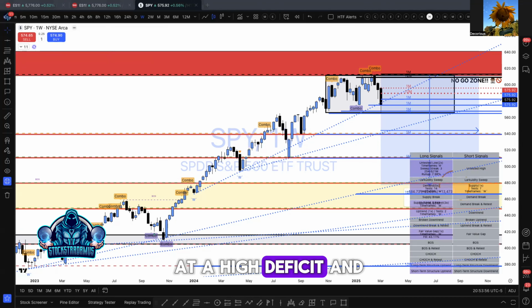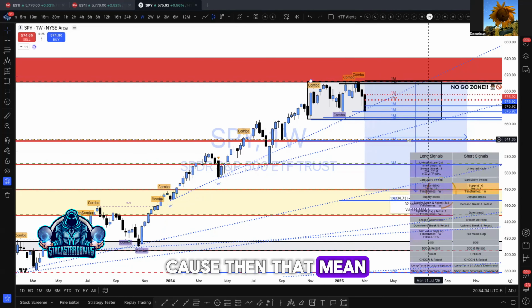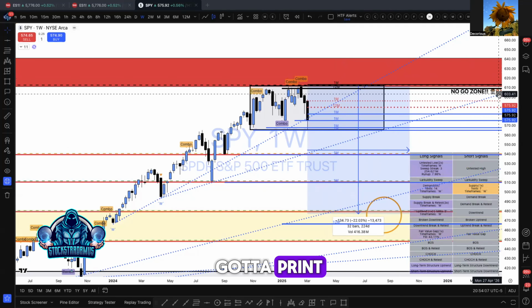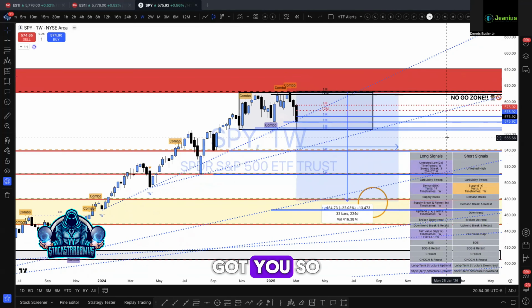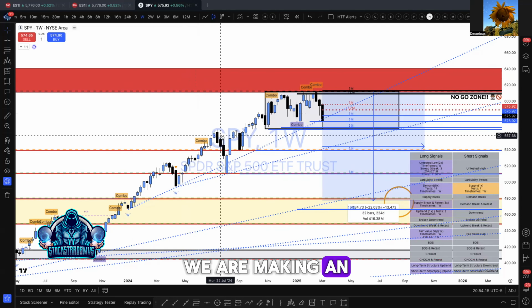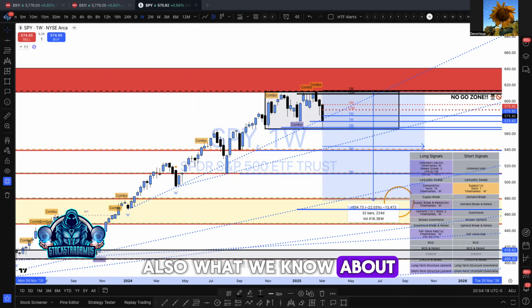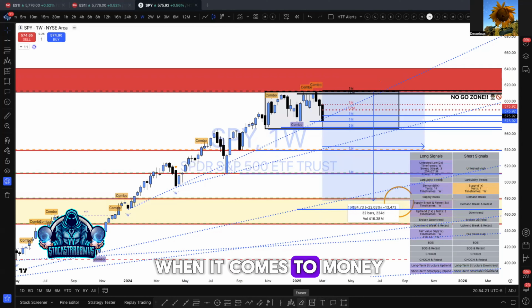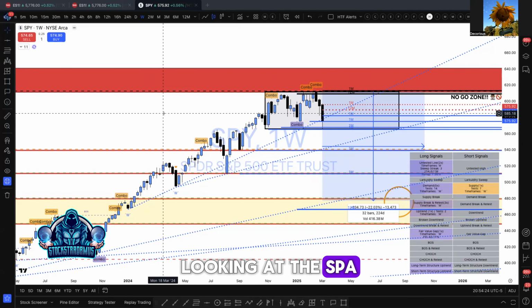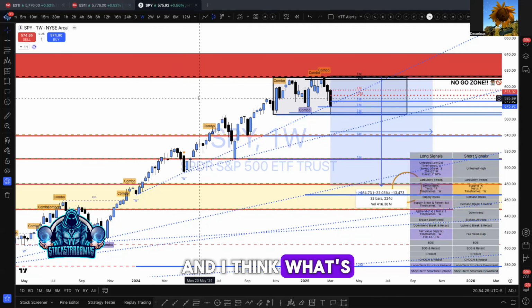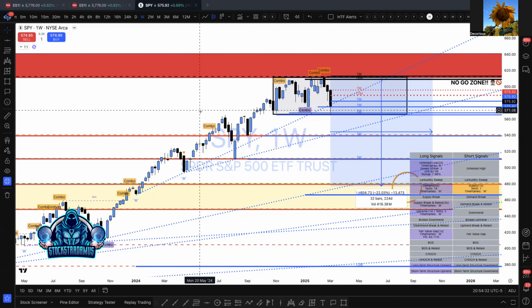But yeah, we are at a high deficit, and I doubt we just keep pushing up and up and up, because the more we push up, the more money they've got to print. Got you. We are making an observation of what we see with the chart, but also what we know about how the economy works when it comes to money and businesses, especially looking at the SPY.